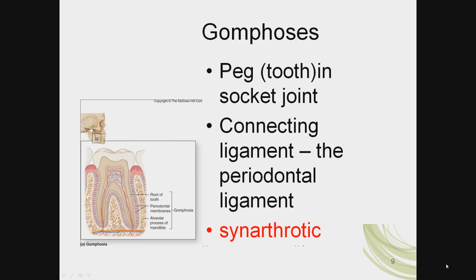A gomphosis, or gomphoses for plural, resembles a peg in a socket. The only gomphoses in the human body are the articulations of the roots of individual teeth with the sockets of the mandible and the maxillae. A tooth is held firmly in place by a fibrous periodontal membrane. This joint is functionally classified as a synarthrosis.